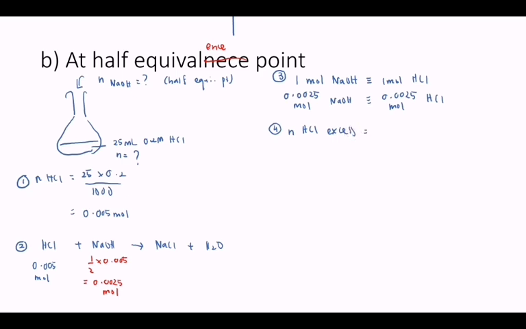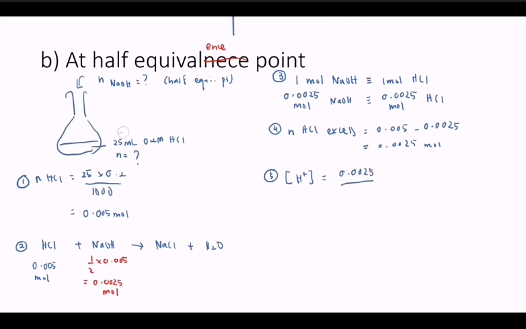So the mol available is 0.005. So yang digunakan is 0.0025. So kita akan ada baki 0.0025 mol. So, from the number of mole of HCl excess, kita boleh carilah berapa concentration of H plus tu. Okay, so the number of mole divide with the volume of solution.